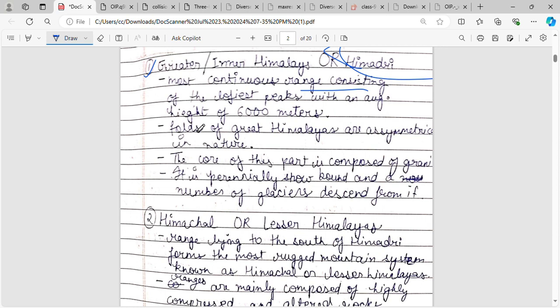The average height here is 6,000 meters, and the folds of the Great Himalayas are asymmetrical in nature. This is very important. The core of this part is composed of granite. It is perennially snow-bound, and a number of glaciers descend from this range.